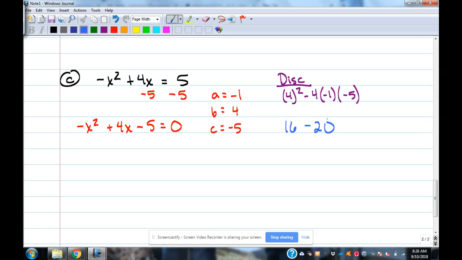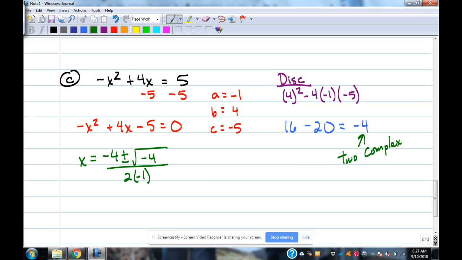minus 20, which is -4, which tells us what about our solutions? Two complex solutions. All right, fun. Got a complex thing. Okay. X equals -b plus or minus the square root of b squared minus 4ac divided by 2a. Makes it fun. All right. So plugging that stuff in.